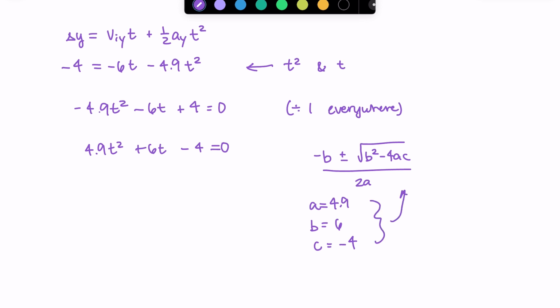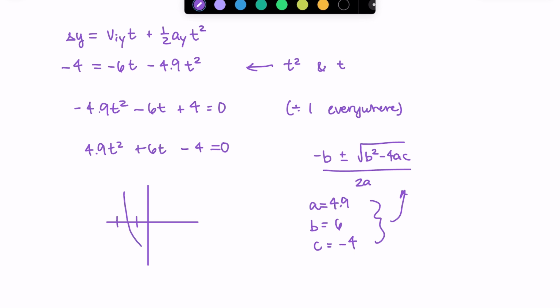You will get 2 solutions, but because we're looking for time, you're going to want to figure out which time makes physical sense. That's always going to mean take the positive one. All right, so if you do graph this, what you're going to get, I did this a little bit earlier.